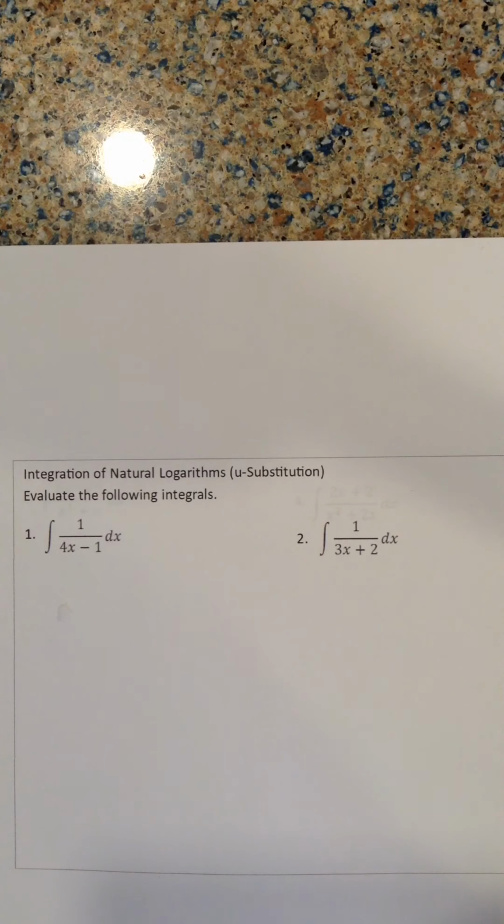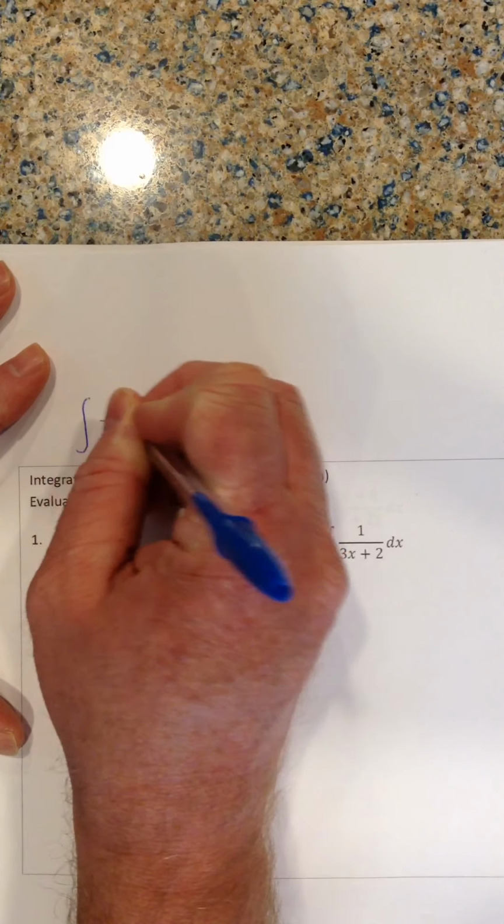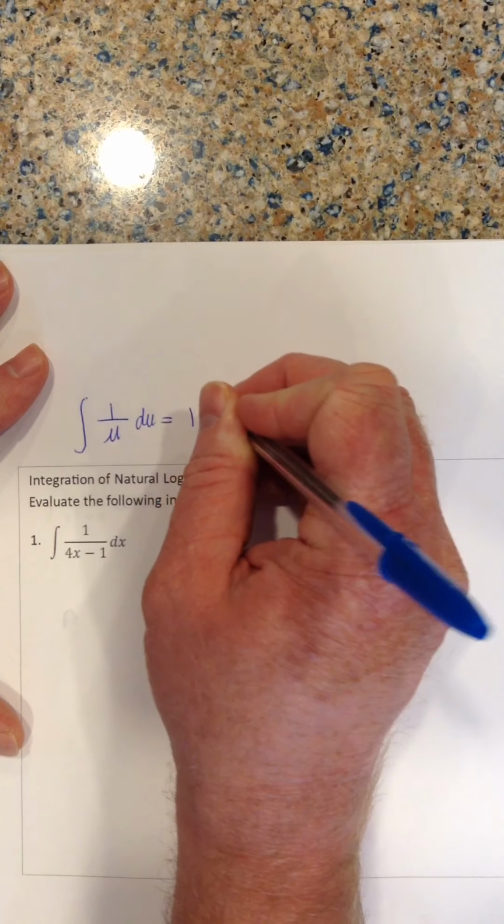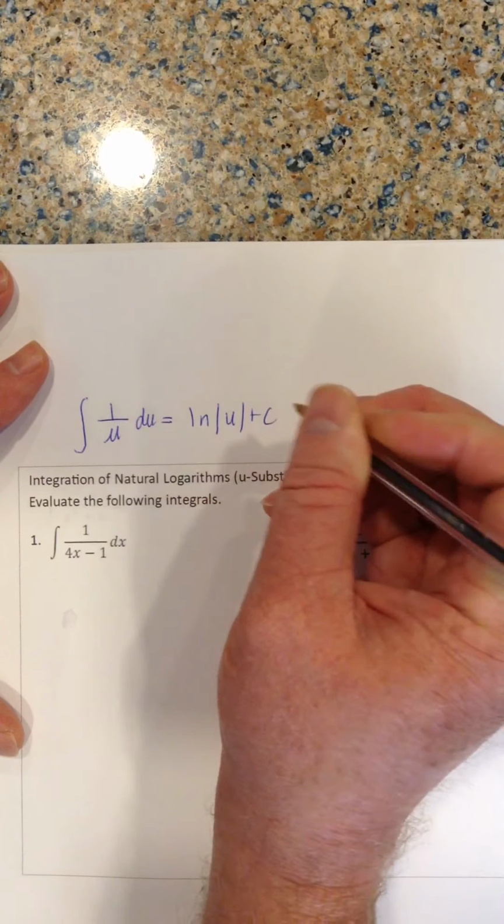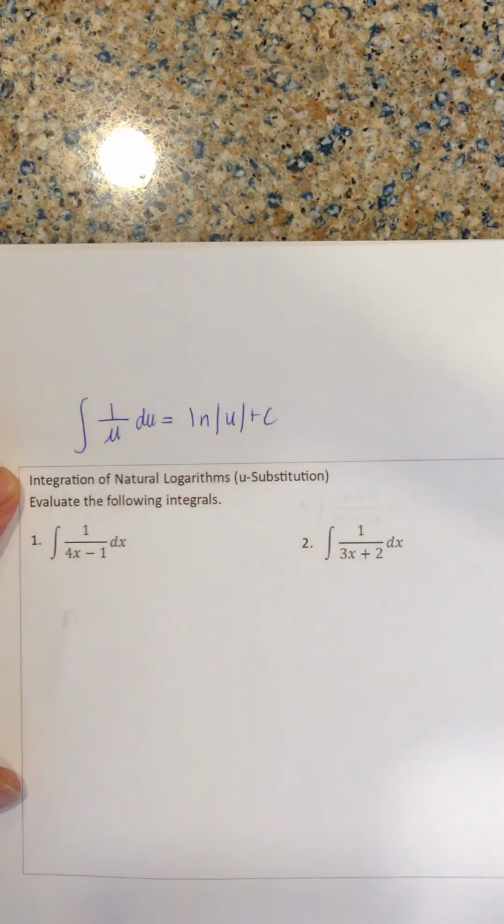Integration of natural logarithms with u-du substitution. Evaluate the following integrals. Okay, so here's what you need to know. This rule: the integral of 1 over u du is equal to the natural log of the absolute value of u plus a constant. So you have to look for that pattern, 1 over u.